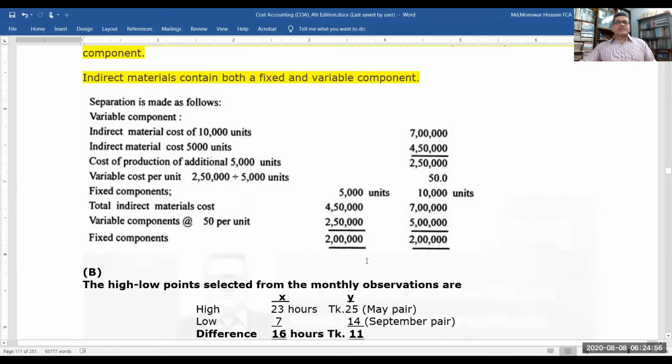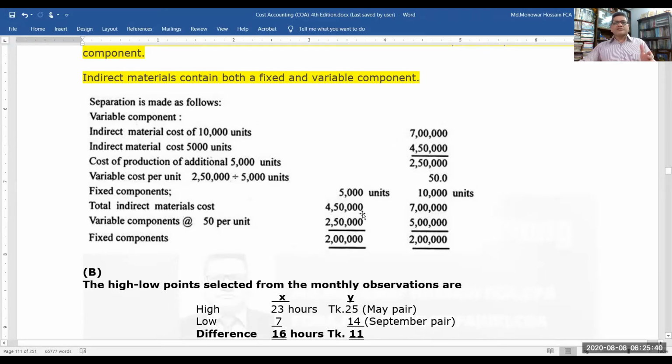Okay, so separation is made as follows. The variable component: indirect material cost for 10,000 units is 7 lakh, and for 5,000 units is 4,50,000. So the cost of production of the additional 5,000 units is 2,50,000. So variable cost per unit is 2,50,000 divided by 5,000 units, and we get 50. Now the fixed component: total indirect material cost is 4,50,000 under 5,000 units and 7 lakh under 10,000 units.